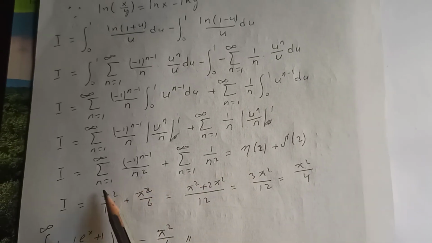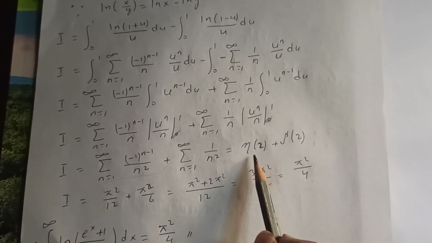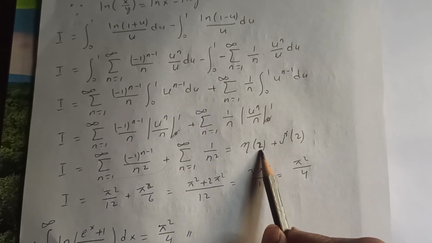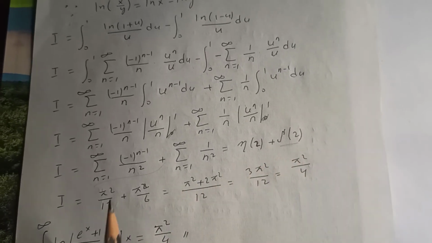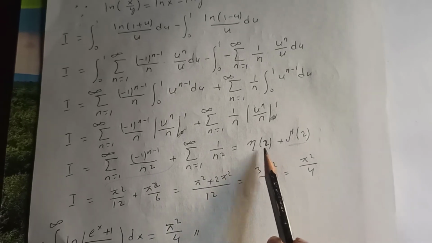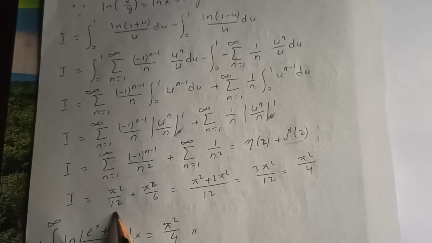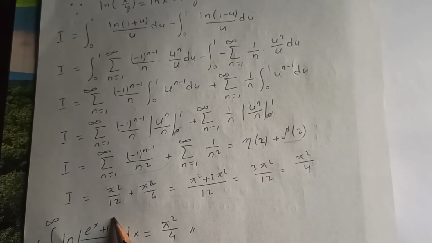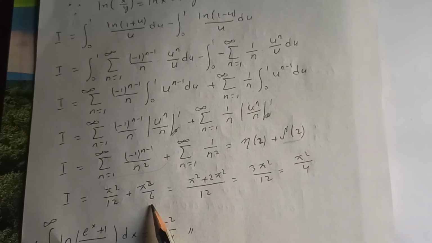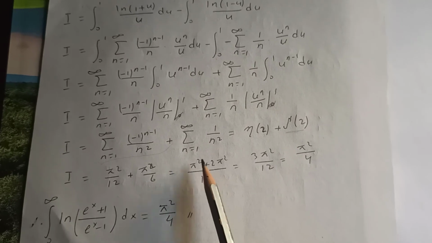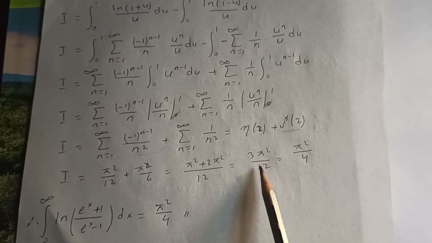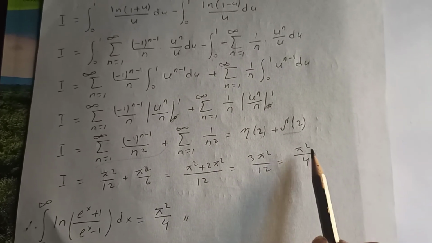So this is nothing but the Dirichlet eta function of 2, and this is zeta of 2, the Riemann zeta of 2. Eta of 2, you can watch my video, is pi squared over 12, and zeta of 2 is pi squared over 6. Taking the LCM, pi squared plus 2 pi squared equals 3 pi squared over 12, which is pi squared by 4.